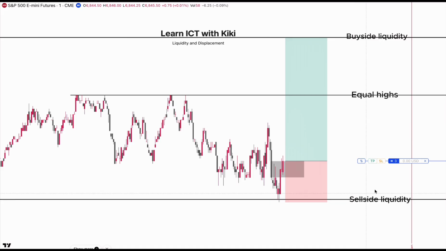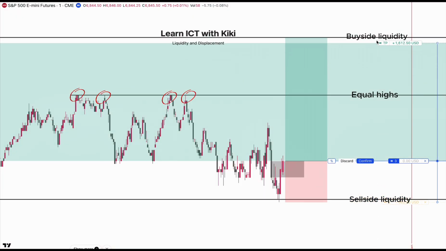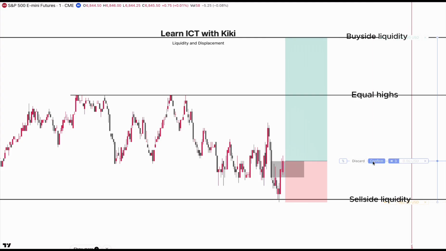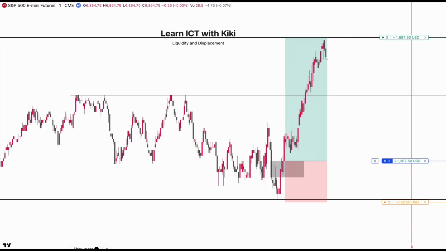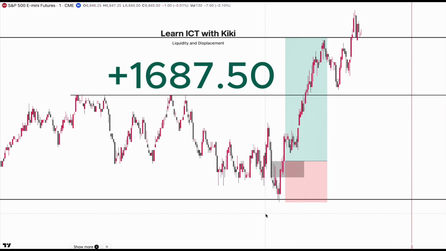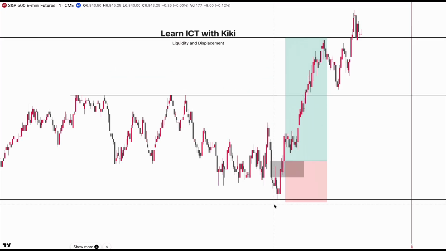A solid risk management approach here would be to take partials at the equal highs, which would be considered low-hanging fruit or the easier target, and then leaving the runner on for the higher liquidity levels. Once you take partials, you should always move your stop to break even, completely removing risk from the trade. In this example, I chose not to take partials, instead targeting the buy side liquidity directly.